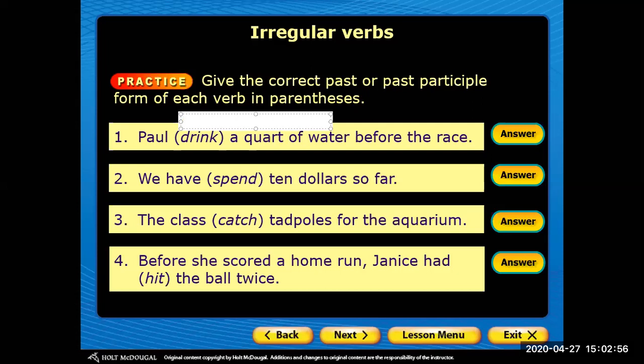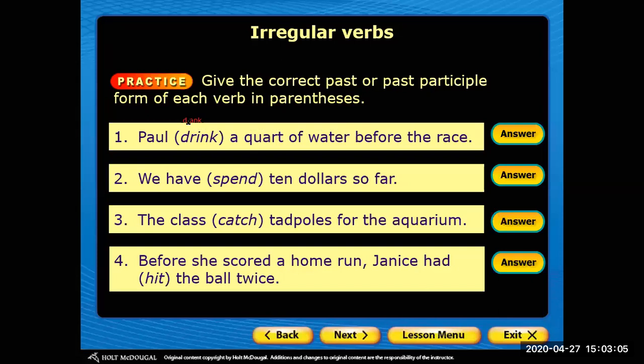All right, Abdullah? Drank. Yes, very good. Why haven't you chosen drunk? You said drank, and you are absolutely right. Why haven't you chosen drunk? Drunk comes after a helping verb. Yes, it should be preceded by have or has or had. Am I right? Yes. Thank you.